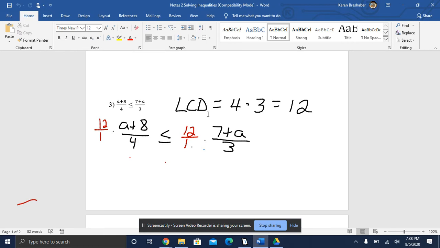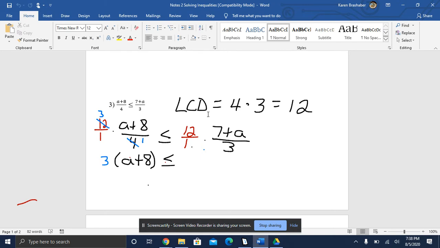Now, the reason that this will work for us is that we can cancel. You're actually dividing. 4 will divide by 4 and give you a 1, and 12 will divide by 4 and give you a 3. So in other words, 12 divided by 4. Now, when I am writing this, I'll have 3, and that's being multiplied by the numerator that has an a plus 8. So I need to use a parentheses so that I'll remember to do the distributive property. Then you have your inequality.